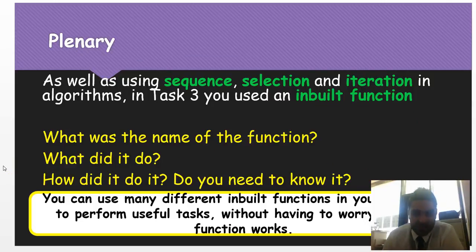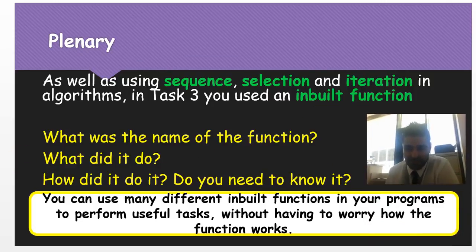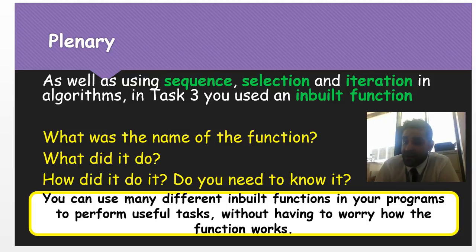Okay, so this is what we did in the lesson. As well as using sequence, selection, and iteration in algorithms, in task 3 we also use the inbuilt function, which we find out a bit more about in lesson 4. We looked at the random module and the way the random module is built, and within there are certain functions, and in this case, in task 3, we use the random number generator to give us a random number of 1 to 6.